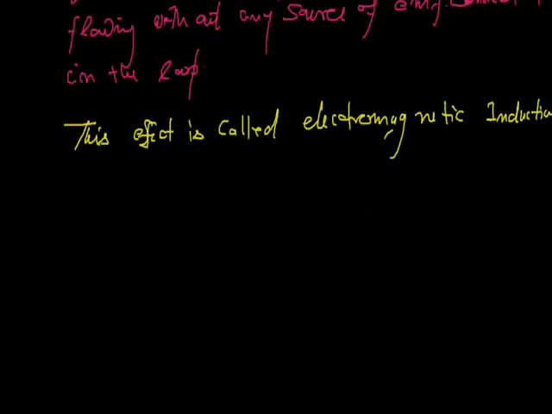With the relative motion of magnet and the closed loop of conducting wire, the EMF is generated in the loop and current starts flowing. This effect is called electromagnetic induction.